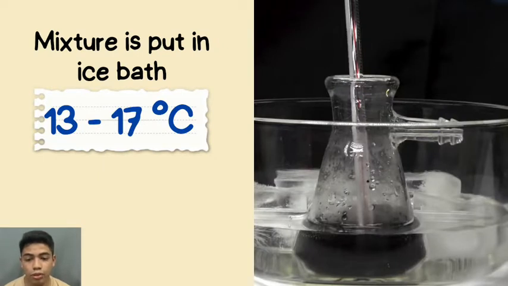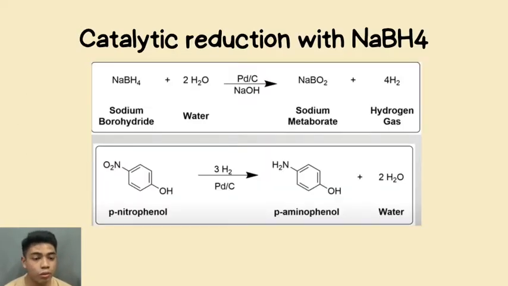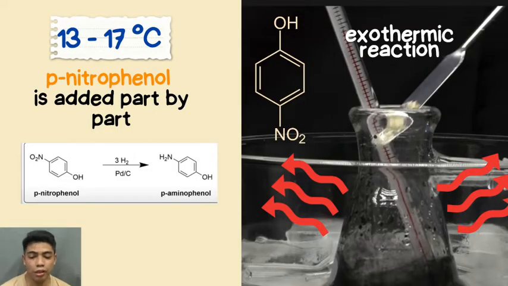The palladium is acting as a catalyst. Then, the mixture is put in an ice bath, where the temperature is kept between 13 to 17 degrees Celsius for optimum reaction conditions. So this is a catalytic reduction with sodium borohydride. Because the reaction is exothermic, para-nitrophenol is then added part by part, so there will be no drastic increment in the temperature. During this phase, para-nitrophenol is being reduced to para-aminophenol by hydrogen gas produced by sodium borohydride.